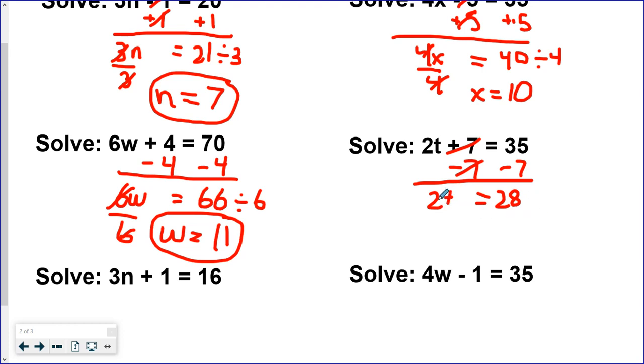And now I'm multiplying this side by 2, so the opposite of that would be dividing by 2. And so 2 over 2 equals 1. Those cancel. So in this problem here, t is going to equal 14.